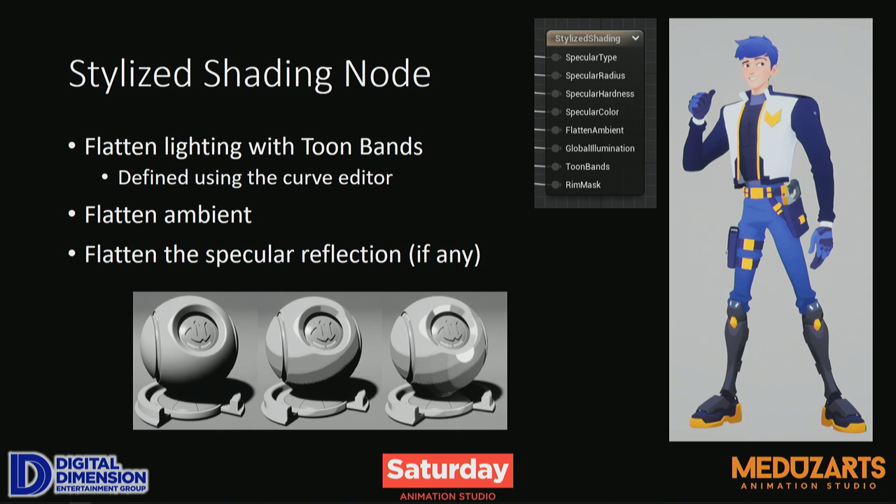When I say flattening the lights, if you take a look at the spheres at the bottom, the second one, what we're doing is taking the Fresnel and flattening it, right? We're taking that gradient and applying a curve, using the curve editor for that. We're applying a staircase curve to it to create what we call Toon bands, right? And that's the first step.